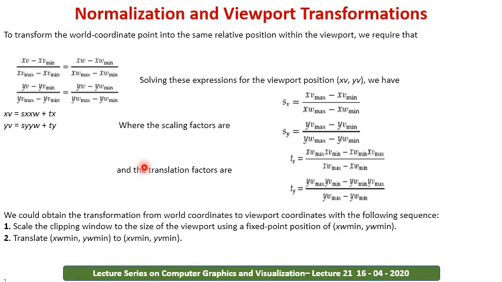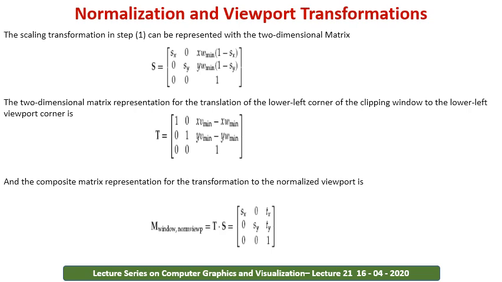So we could obtain the transformation from world coordinate to viewport coordinates with the following sequence. First, we scale the clipping window to the size of the viewport using a fixed point position. The fixed point position we consider as the world coordinate x-axis and y-axis, and translate some distance from xw min, yw min to xv min and yv min. So this is to be continued with the scaling transformation.